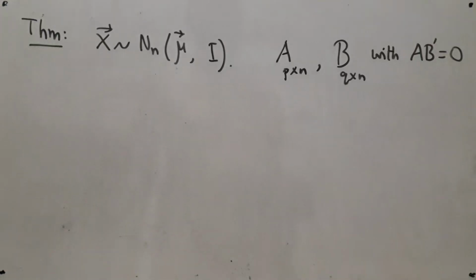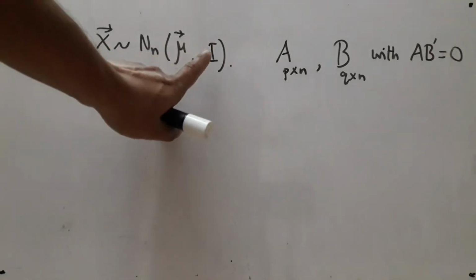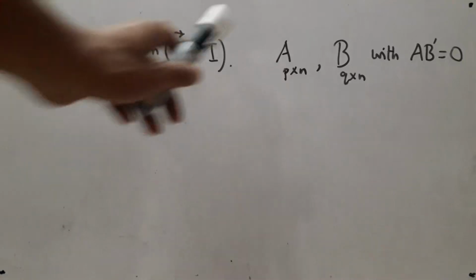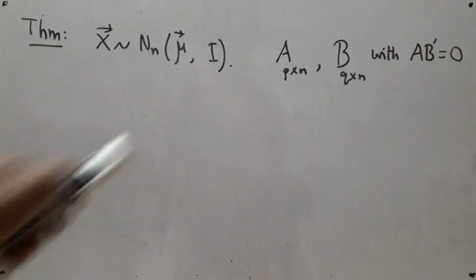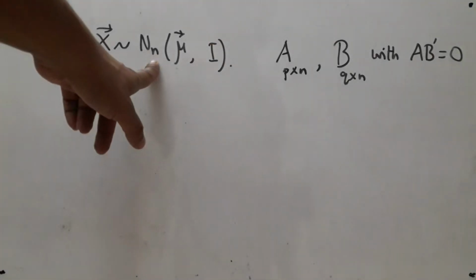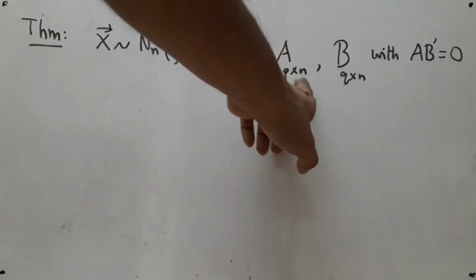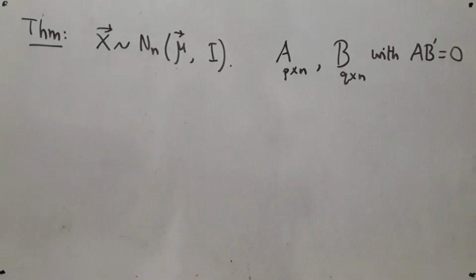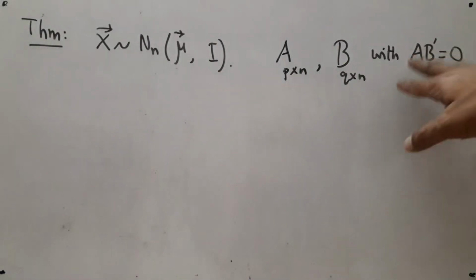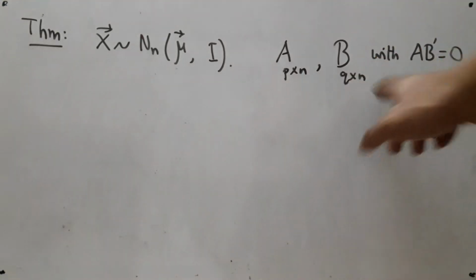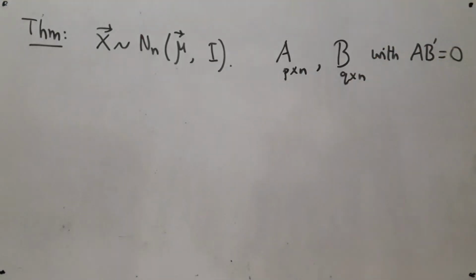Here is an important corollary where we start with x, a multivariate normal, but not a general thing. I need identity for this thing to work. Then I take two fixed matrices, P cross n and Q cross n. Notice that this is n-dimensional. So the number of columns must be n. I do not care what the number of rows are. They are just any P and Q, need not be same. Such that A, B transpose is 0. A, B transpose is a product that you can form because both of them have n. So this is the 0 matrix.